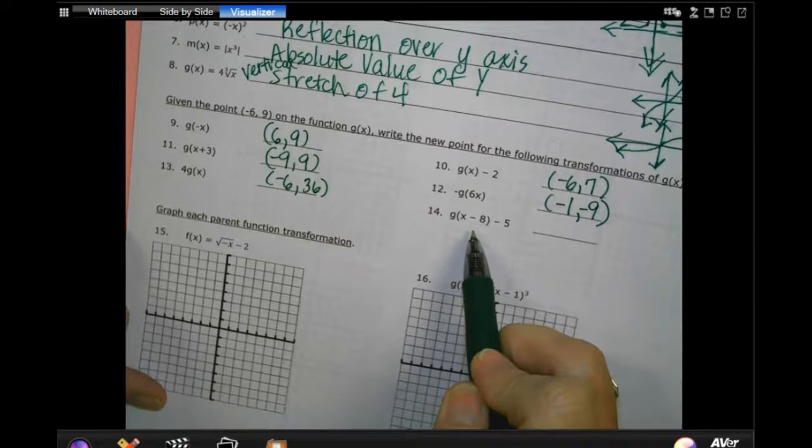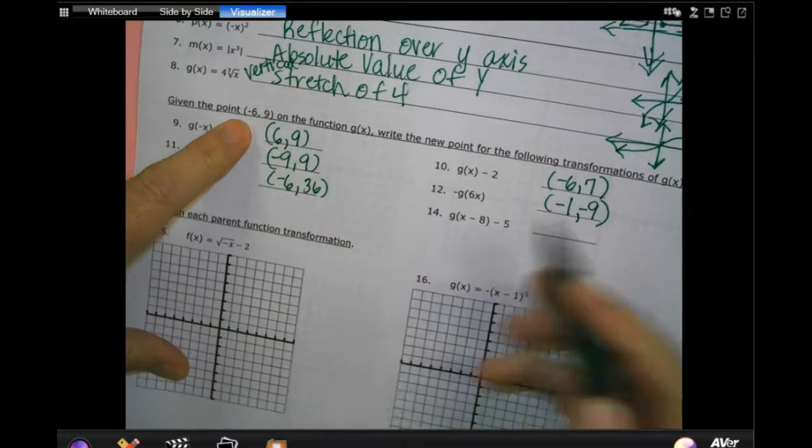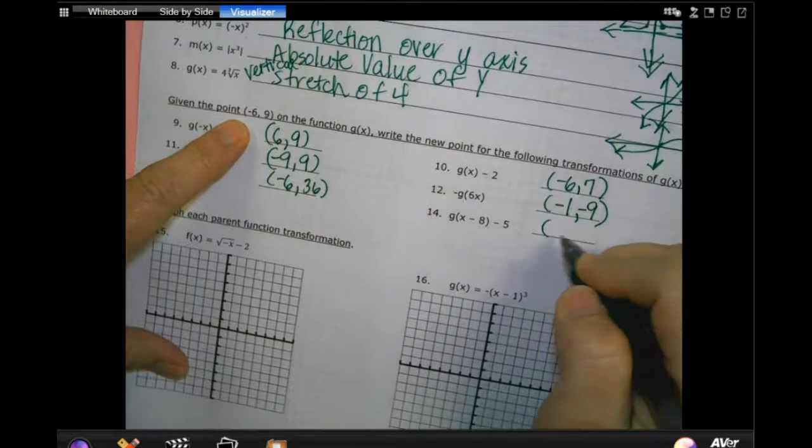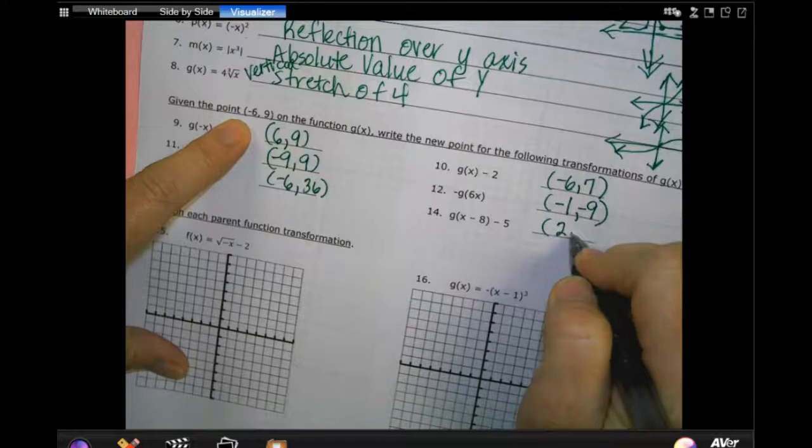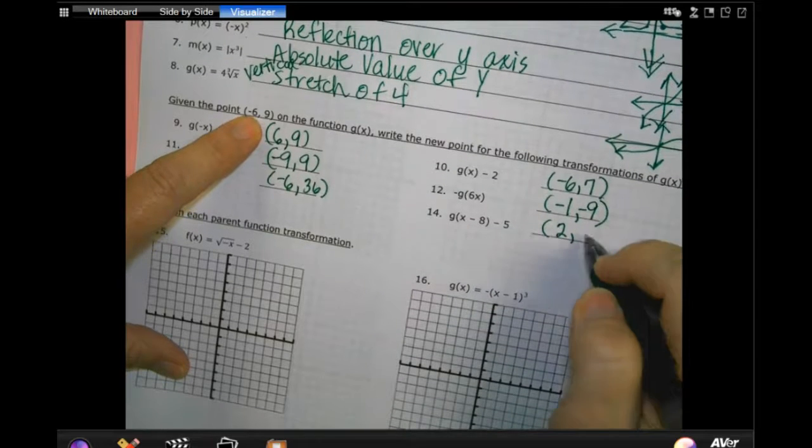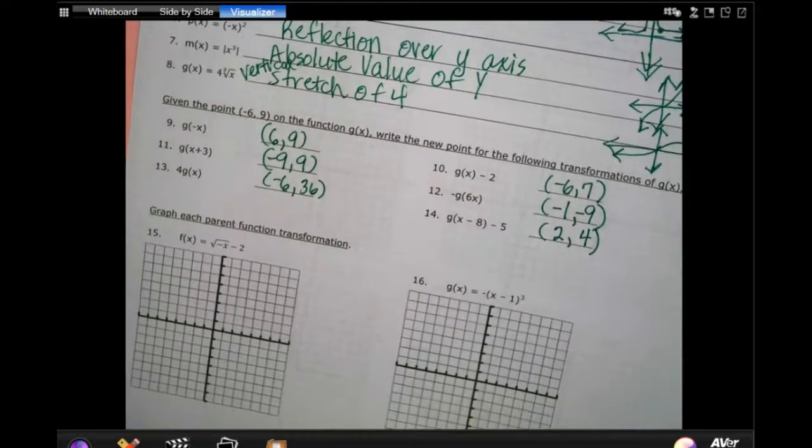So the -8 goes with the x. So that's +8. So that's 2. And then 9 minus 5 is 4.